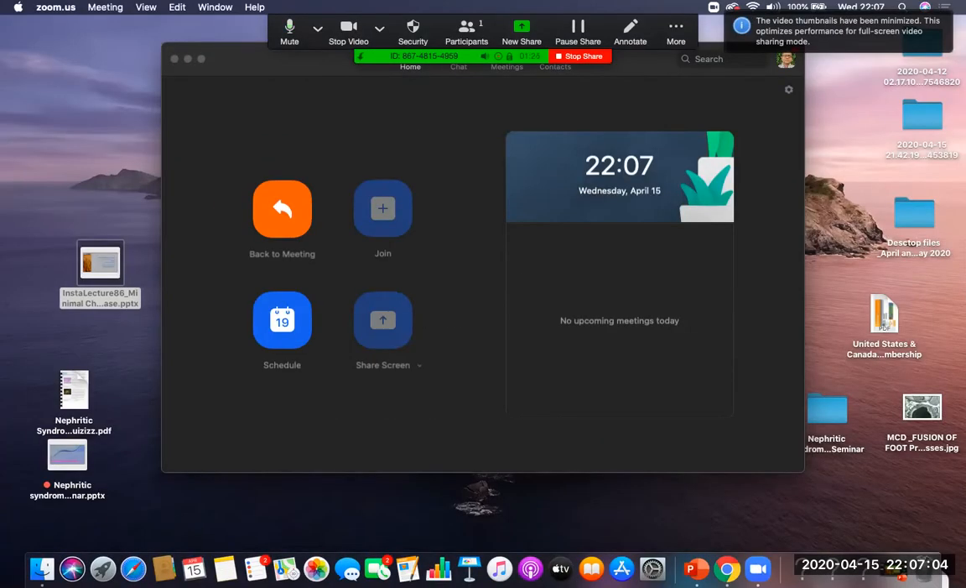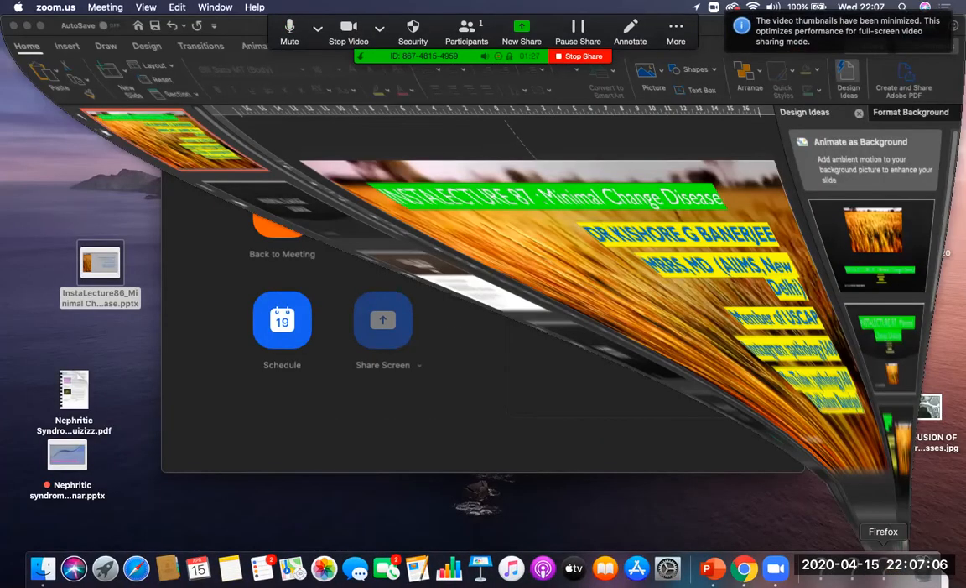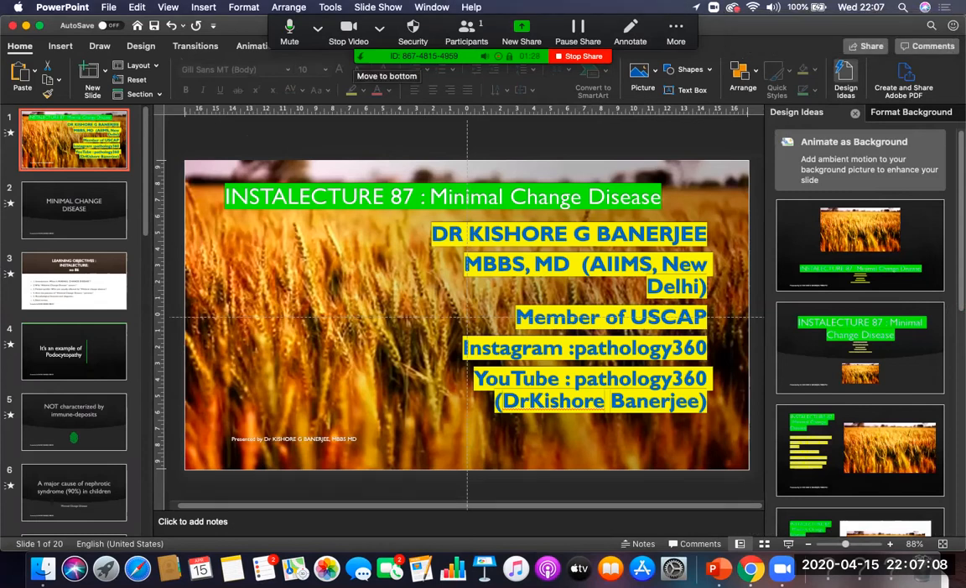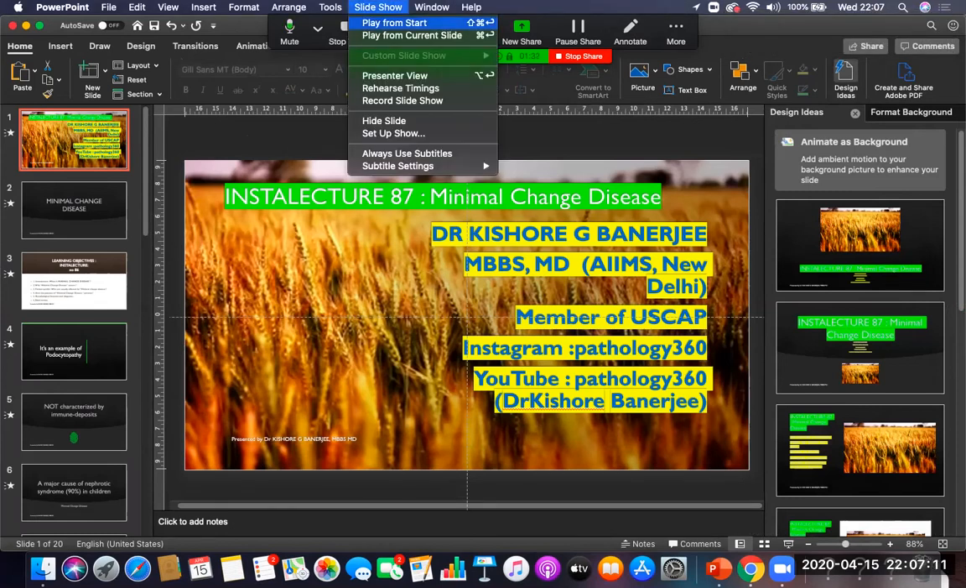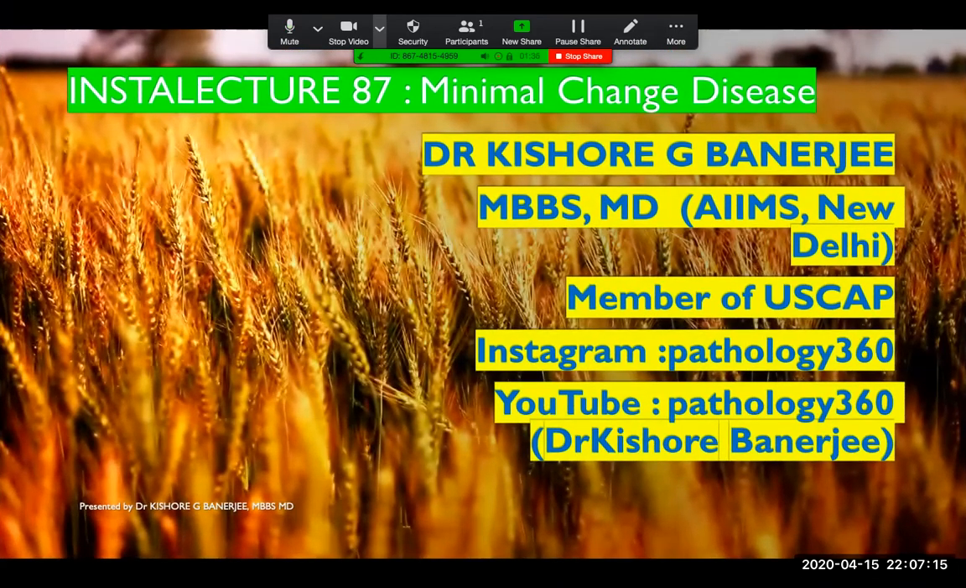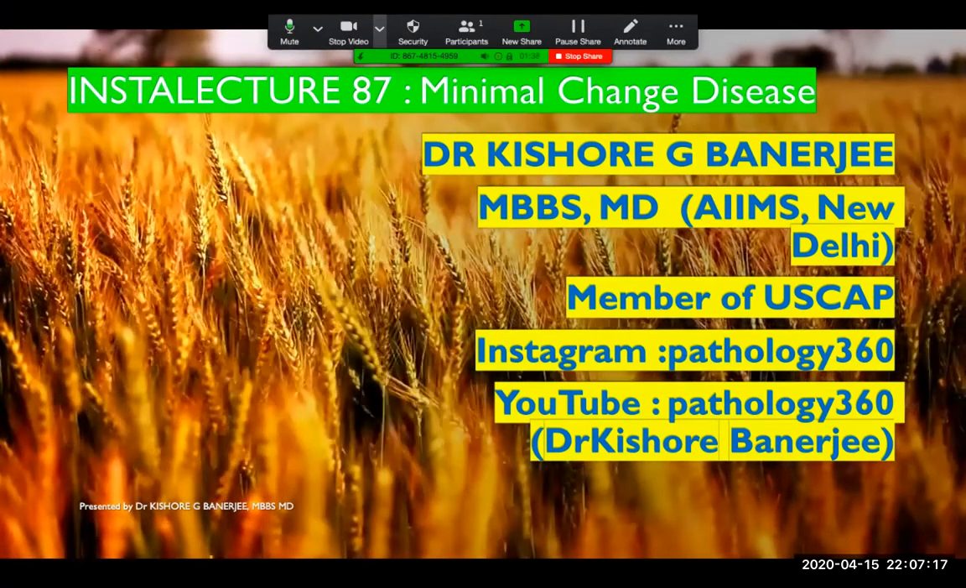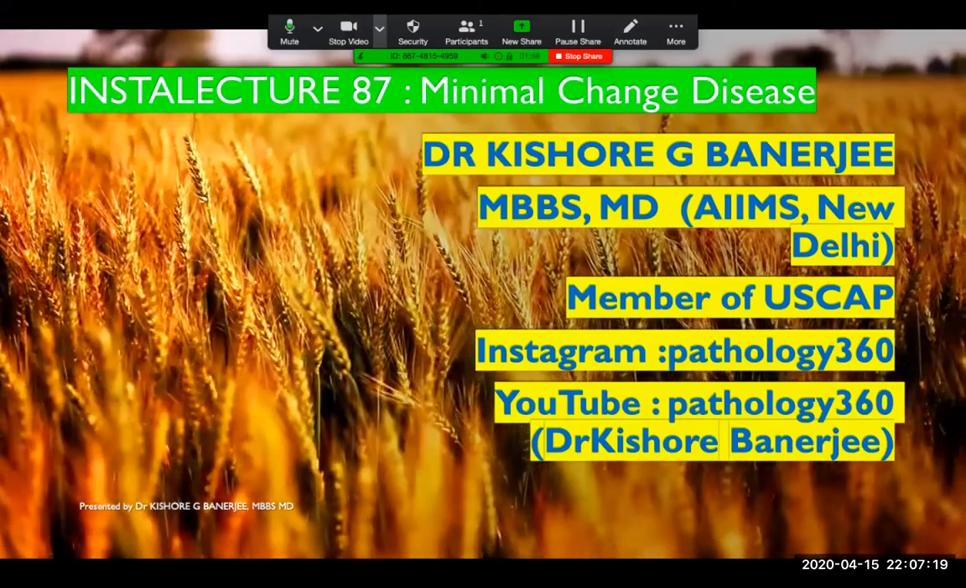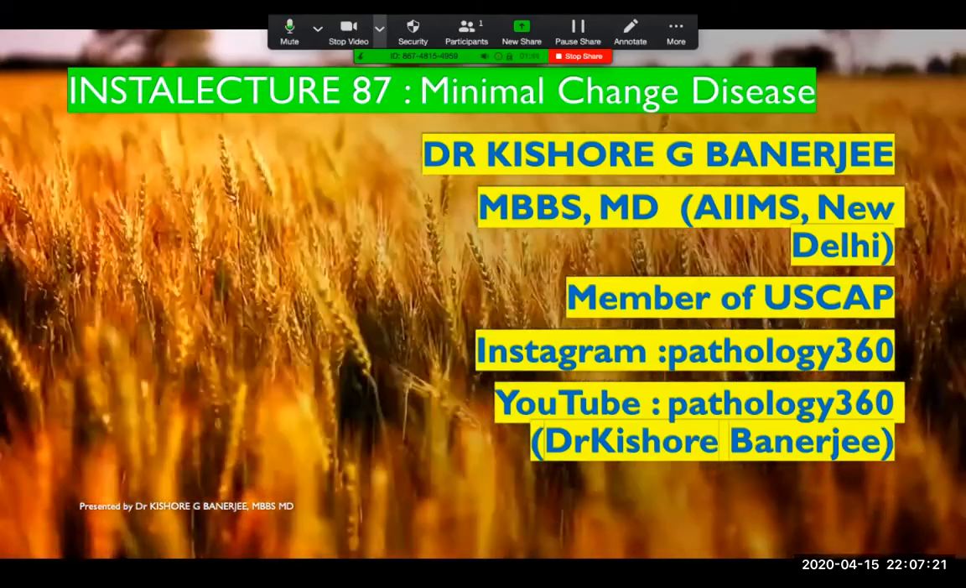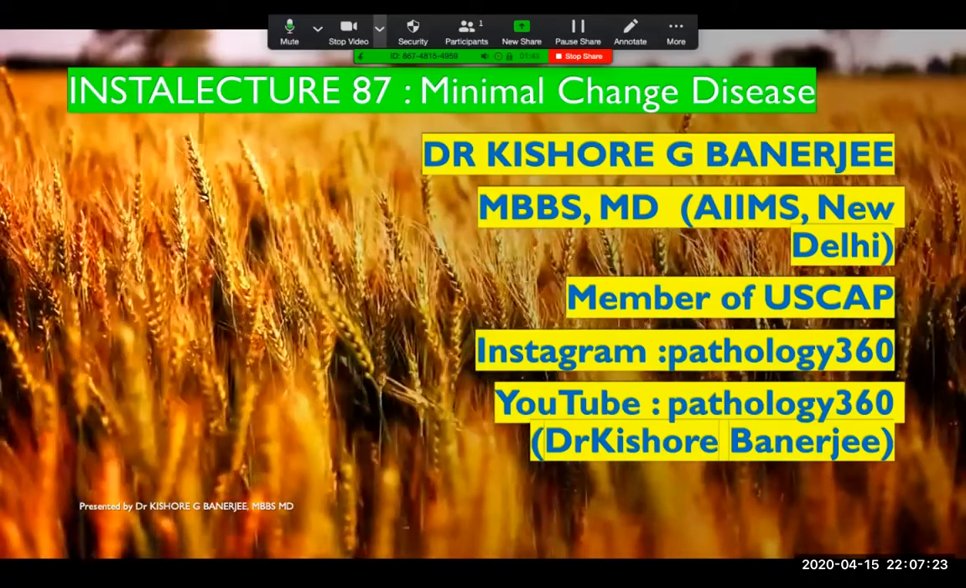In this PowerPoint session, we'll be mostly discussing what minimal change disease is, which you can see here. What causes minimal change disease? Who is typically affected by minimal change disease, how to diagnose it, what are the key morphological features of minimal change disease, and a brief review of the key concepts.